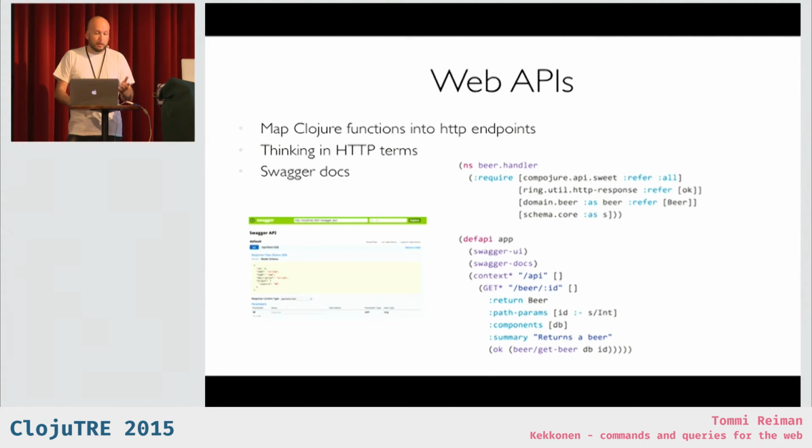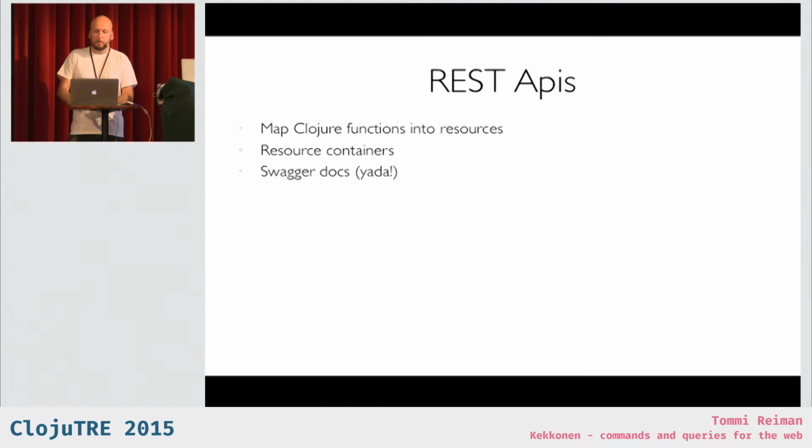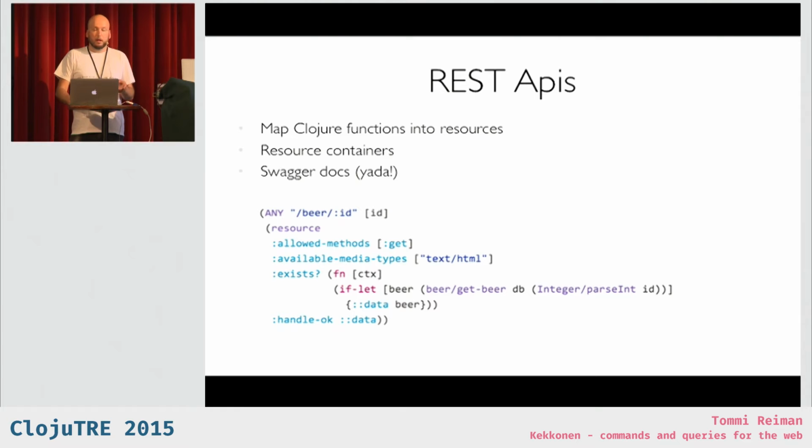But the good thing is that it's easy to do. It's just an extra layer, and you get the Swagger docs, for example, in the Compojure API sense. Then the REST APIs: you're mapping stuff into resources, resource containers, and that is a Liberator example. Yada and Liberator are the two known REST libraries. But you think in terms of resources, so you map stuff into those.